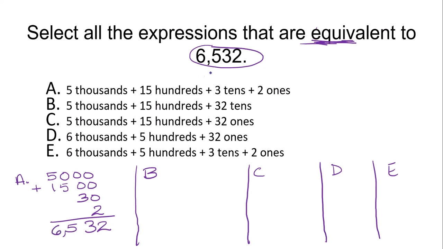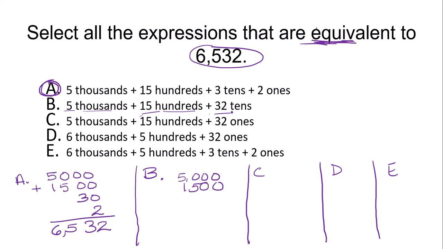6,532. There we go. We do have 6,532 right there. So A is one of my options. Let's try B. 5,000. So let's go ahead and add 5,000 again. 3 zeros at the end. 1,500. So 15 with 2 zeros at the end.